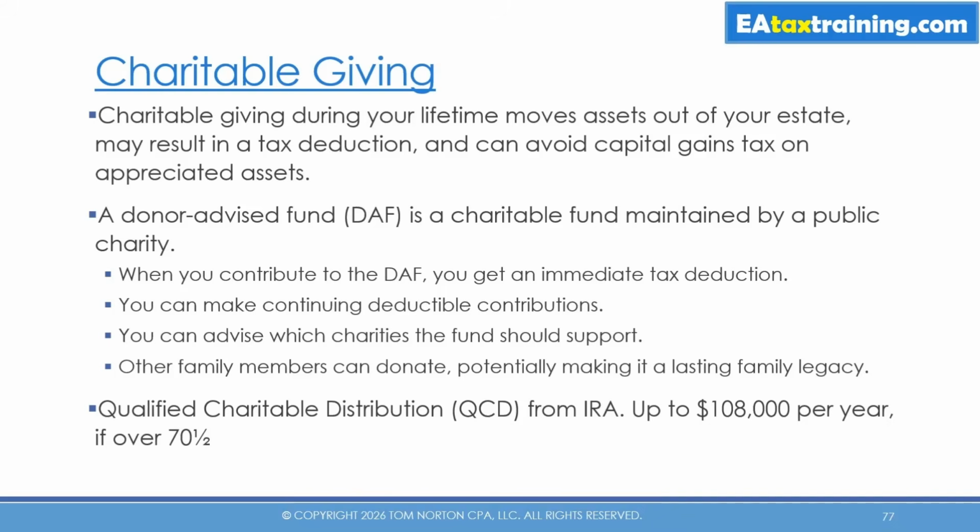Another option we've talked about before is the qualified charitable distribution, or QCD, from an IRA. You can take $108,000 per year, goes directly to the charitable organization. You don't have to pay tax on it, counts as a required minimum distribution, and helps to support that charity.